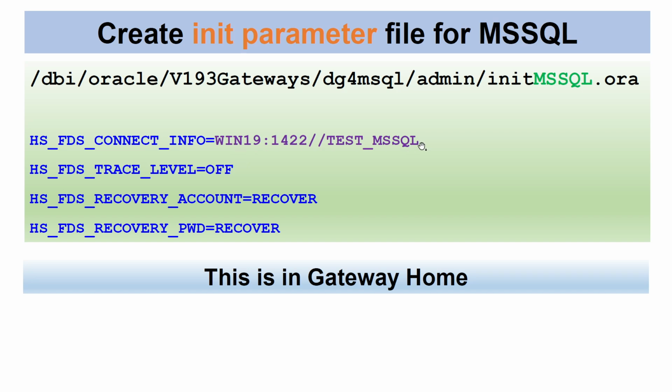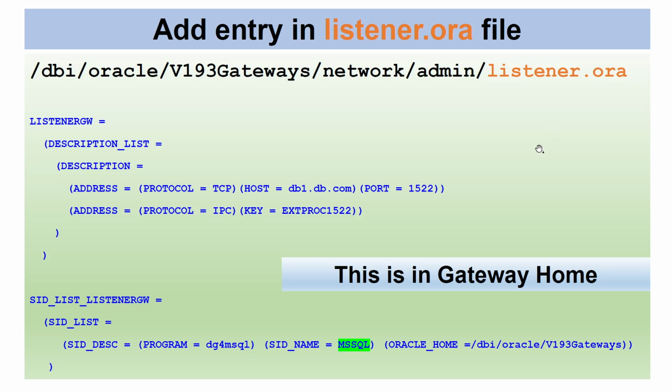Now, there are other formats that you can specify in this. I have not shown those, but there are other formats that can be used. These are some of the optional parameters. This is in the gateway home. Once you create the init parameter file, this is your SID, and this SID will be registered in the listener.